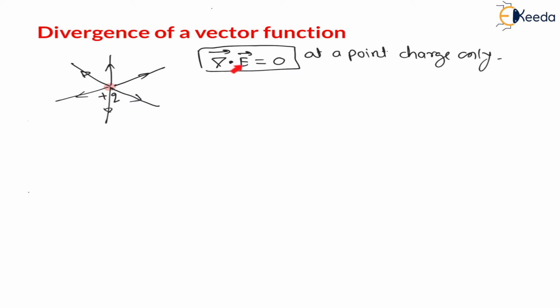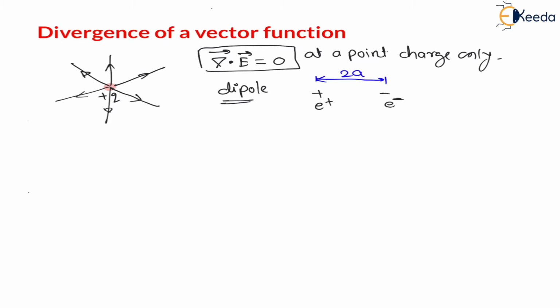Therefore, for any point charge, the strength of the electric field is always the same. That's why the divergence of this vector function, the electric field, is zero at a point charge. Similarly, if I have a dipole, you might have learned about the dipole in your 11th standard. A dipole is nothing but one positive charge and one negative charge of the same magnitude, and the distance between them is, let us say, 2a, right? Then it forms a dipole.